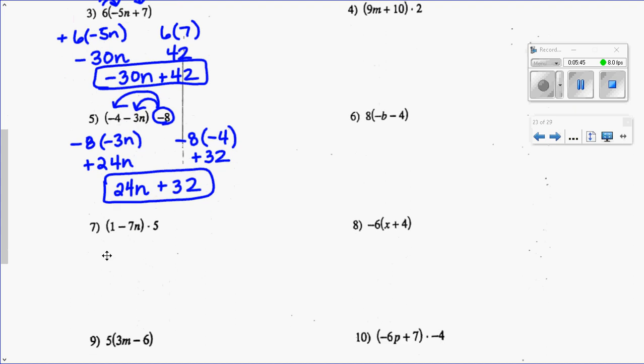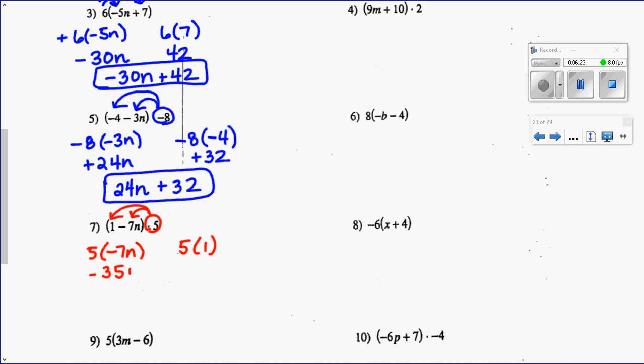Okay, go down to number 7. My outside number is 5. I'm going to multiply that by negative 7n. Did you notice how I said negative 7n? That's because we always pay attention to the sign that's in front of the number. So in front of the 7n is a minus sign, in front of the 1 is nothing, so it's positive. So that's why I keep saying positive or negative based on what it is. So this is 5 times negative 7n, and then we're also going to do 5 times positive 1. Okay, go ahead and multiply those and write it nice and neat as an expression.